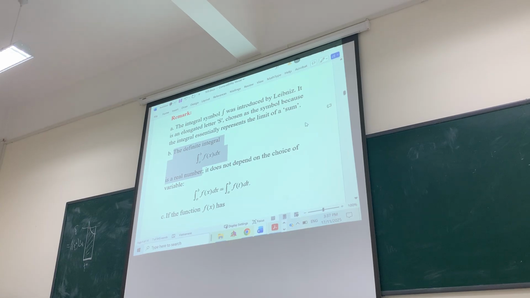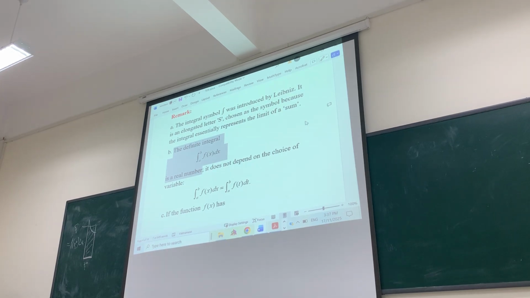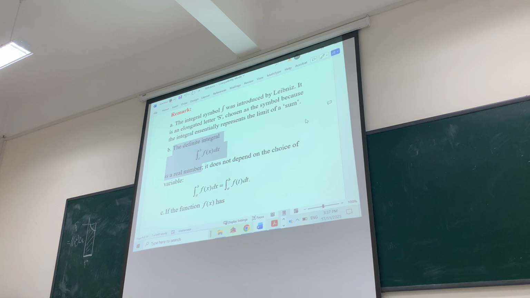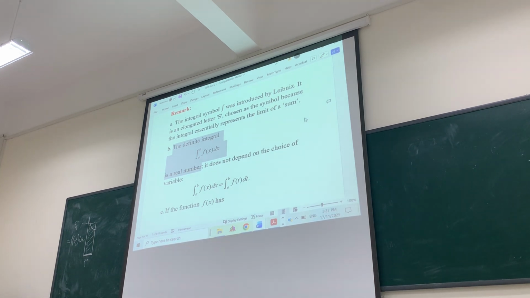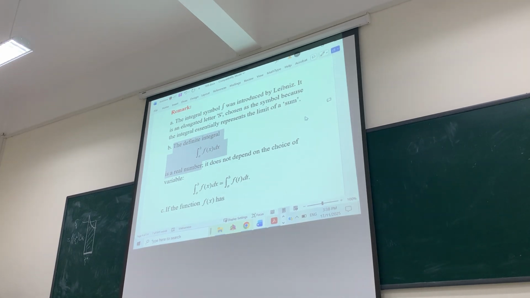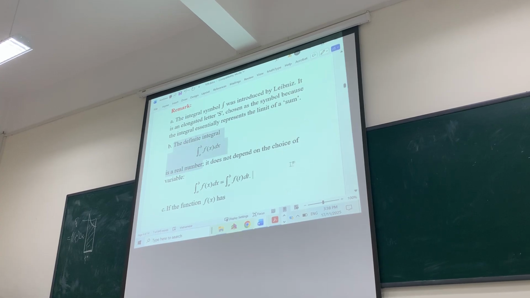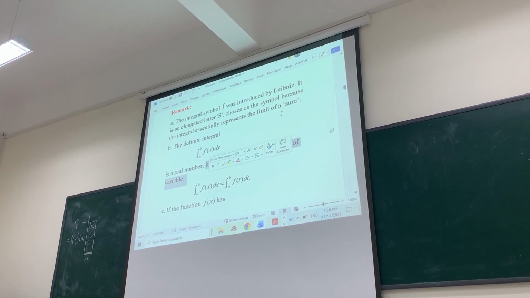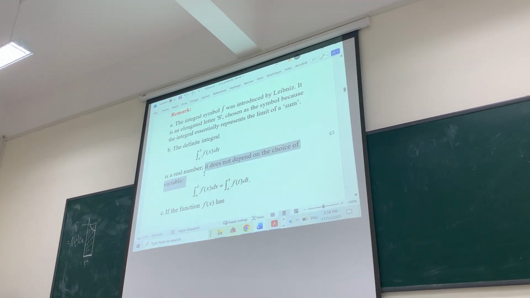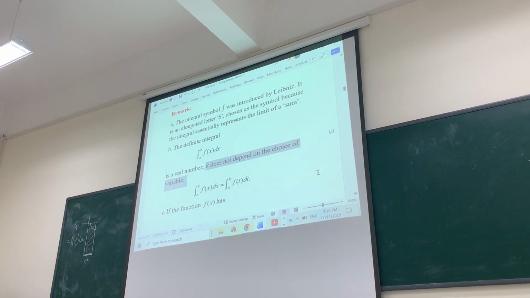The definite integral is a real number. It's not a function, it's a real number. It doesn't depend on the choice of variable. It means if you replace x by t, the value of the integral doesn't change. It doesn't depend on the choice of variable.